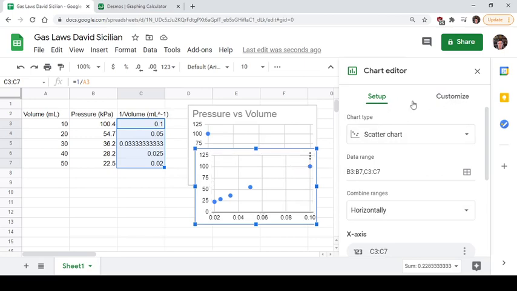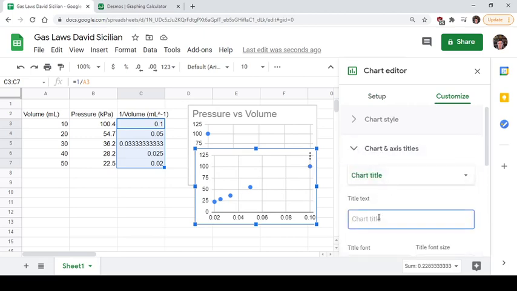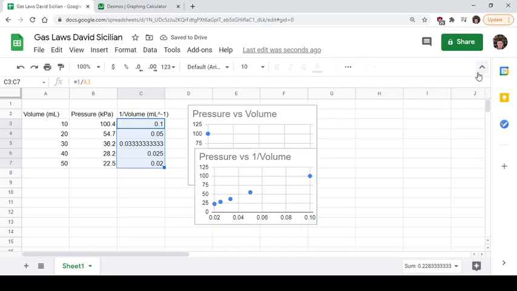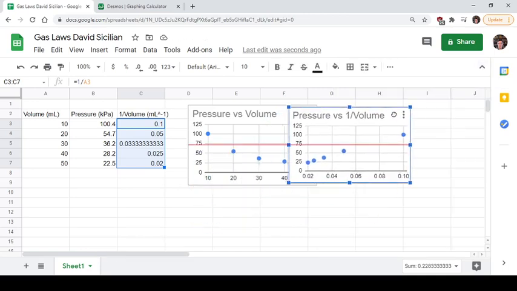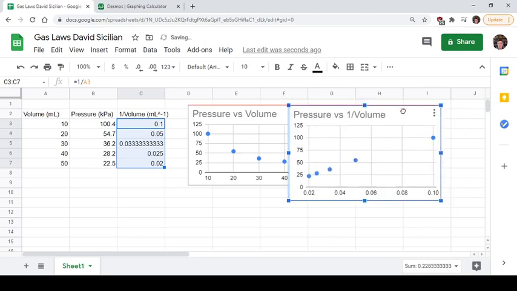Let's go ahead and customize. Go to Customize and Chart and Axis Titles. And let's give this the title of Pressure versus 1 over volume, or inverse volume. Okay, and then just exit out of that chart editor. Okay, that looks fairly linear. Let's try adding a trend line to it to see how well it fits the data.